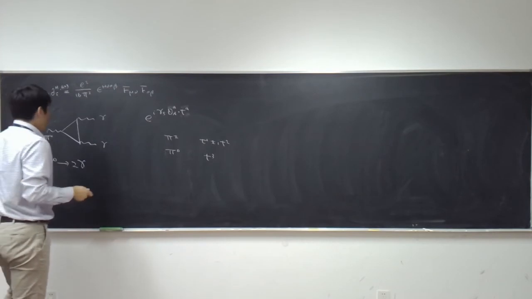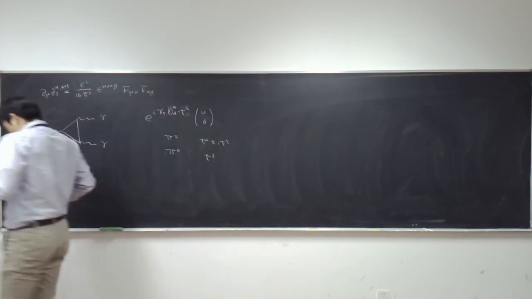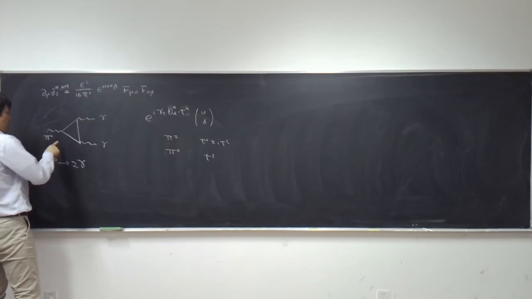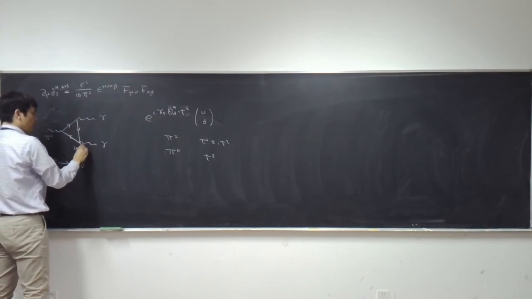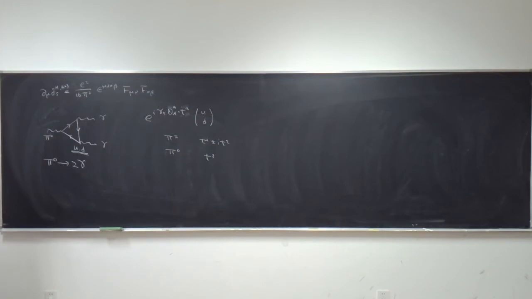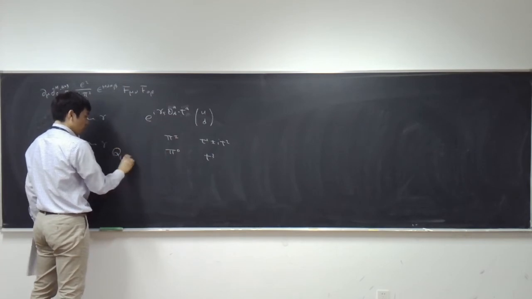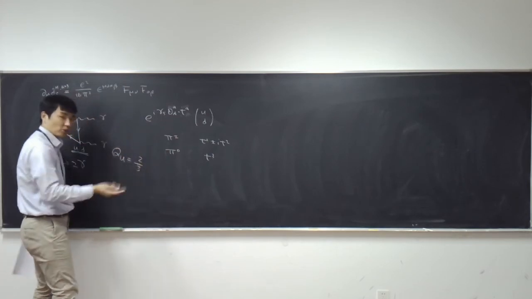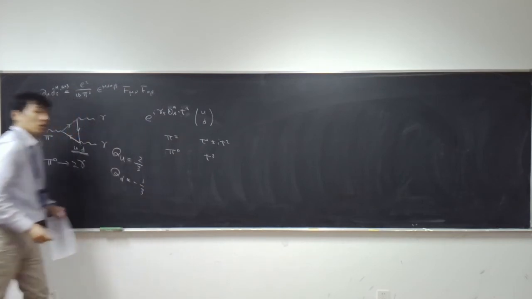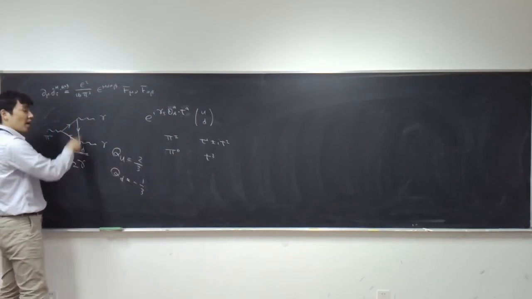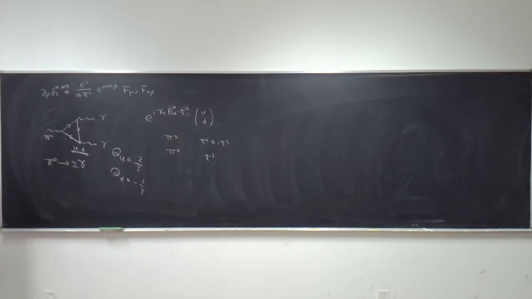Here the pion really acts on the up and down quarks, so this triangle loop is due to the u and d quarks. The quarks have charge: the charge of u is 2/3, so it's a fractional charge, and the charge of d is minus 1/3. Therefore the quarks can couple to the electromagnetic field, so the photon can appear. This is the fundamental process we are looking at.